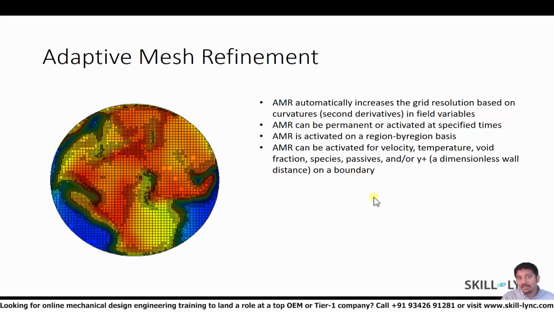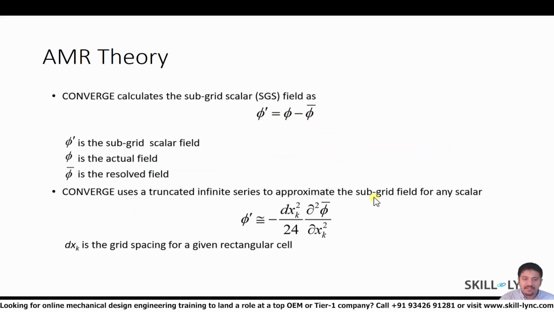Now, in addition to this, AMR can also be activated region by region. So if you have multiple regions in your domain, you can have AMR in just one region. And then finally, AMR can be applied on both scalar and vector quantities. Depending upon the problem that you solve, your AMR criterion and the AMR variable can change. All right, so here's the general theory. CONVERGE calculates the subgrid scale field using this particular formula: φ' = φ − φ̄. Now, φ' is the subgrid scale field, so this is your SGS field, okay? And φ is the actual field and φ̄ is the resolved field.